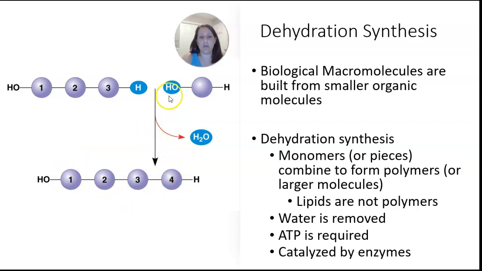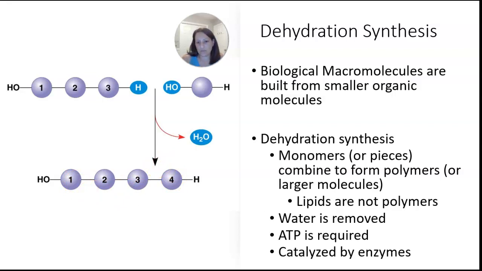But as we did that, we removed a hydroxyl group from subunit 4, and a hydrogen from subunit 3. So a hydroxyl and a hydrogen. So we pulled off H2O. So we removed water and we built a larger molecule. So again, that's dehydration synthesis.